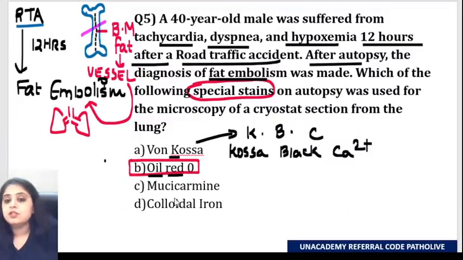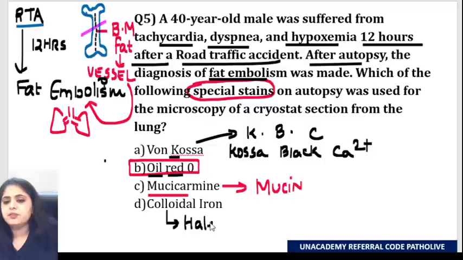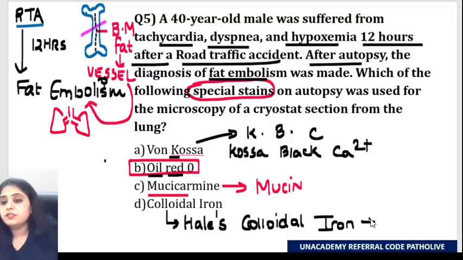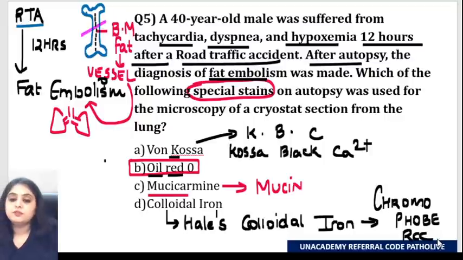Coming to the next, mucicarmine. The word tells you mucicarmine is a stain for mucin. And now, what is colloidal iron for? I would have given it to you as homework, but I've already given you one homework today, so I'll tell you. Hale's colloidal iron is positive in a kind of renal cell carcinoma known as chromophobe RCC. Chromophobe renal cell carcinoma is positive for Hale's colloidal iron. Over here, I was only dealing with fat, and for fat, my answer was oil red O.